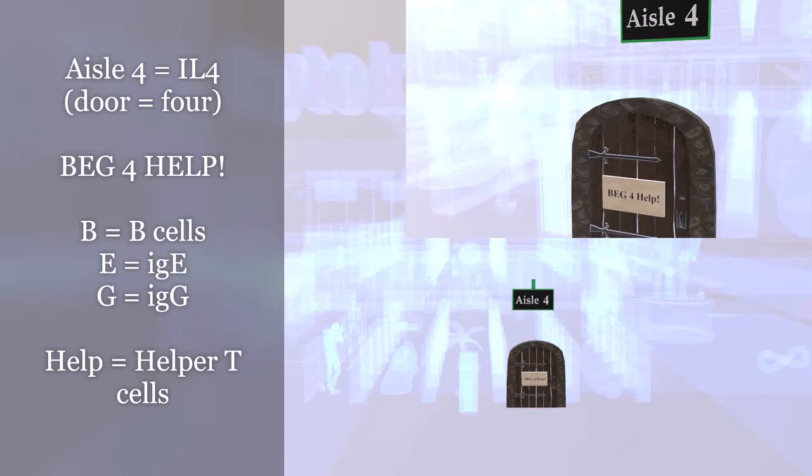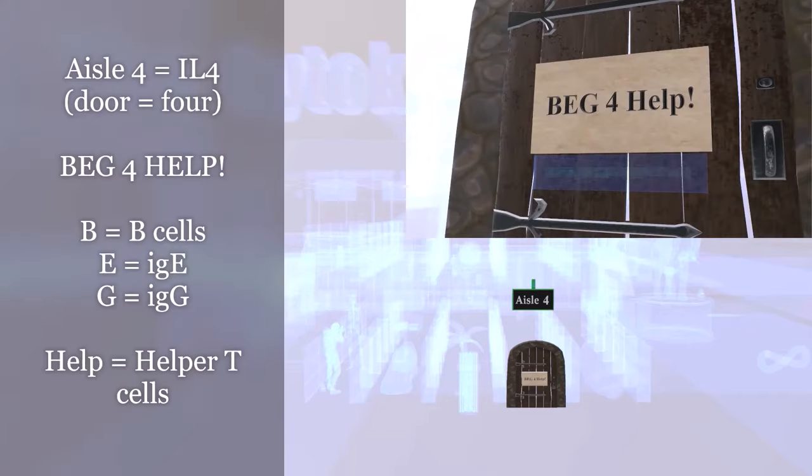The door over here blocking IL-4 reminded me we were talking about IL-4. Door for 4. And the door said "beg for help." Maybe there was someone behind this door begging for help, but I don't see him here anymore. Anyway, "beg for help" is going to help us remember different features of IL-4.